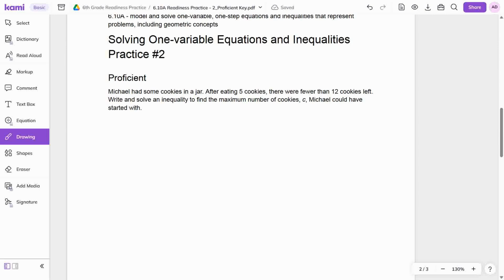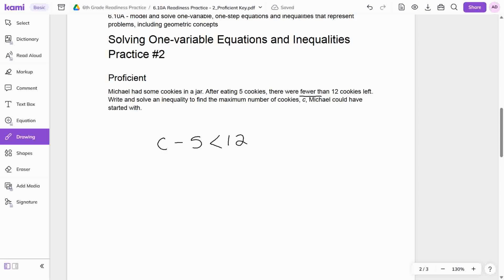Next, Michael has some cookies in a jar. After eating 5 cookies, there were fewer than 12 left. All right, so what is the maximum number of cookies Michael could have started with? So he started with some cookies, and then he ate 5. So after eating 5, we're going to subtract 5, fewer than, so that's going to be a less than 12. Okay, so that's going to be the initial inequality I could have used. So he started with some, he ate 5, he had less than 12.